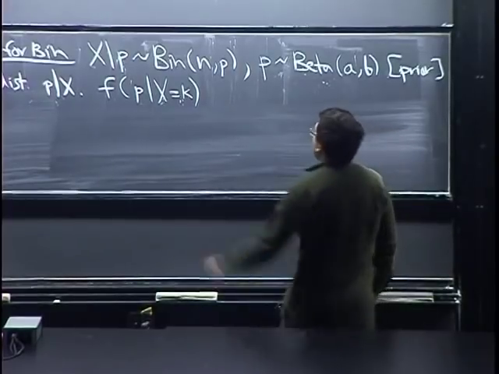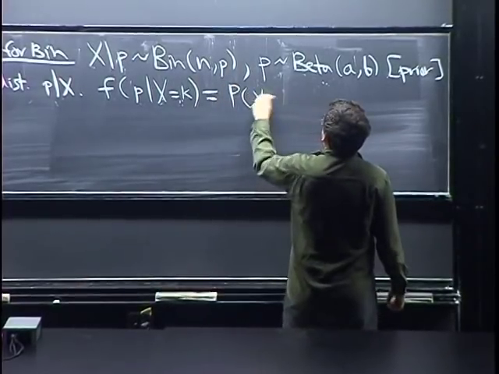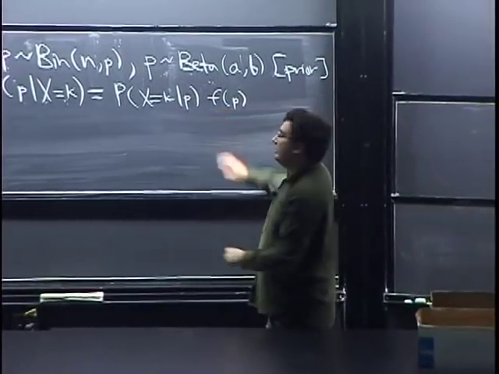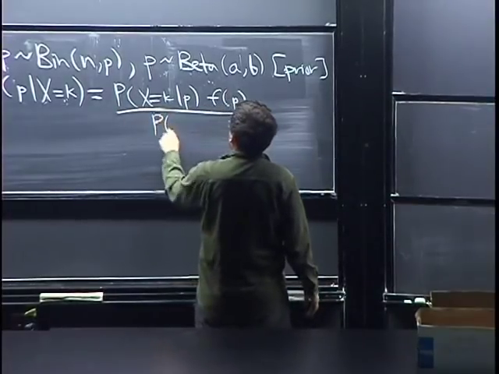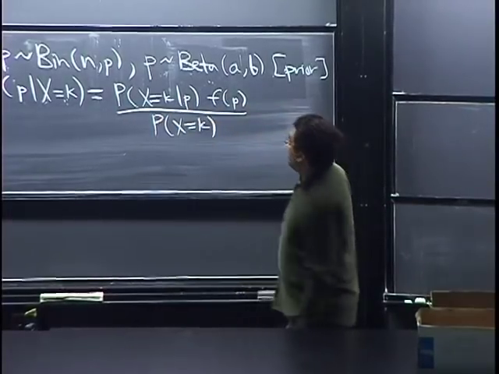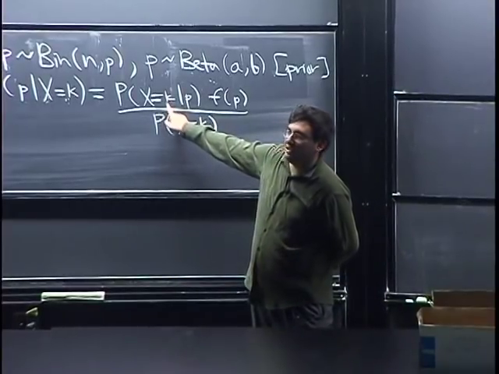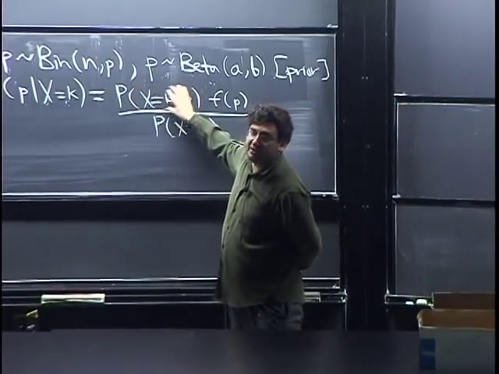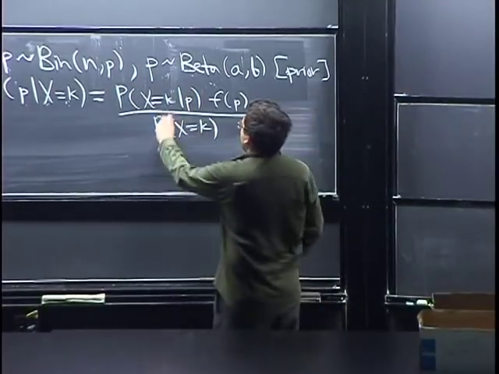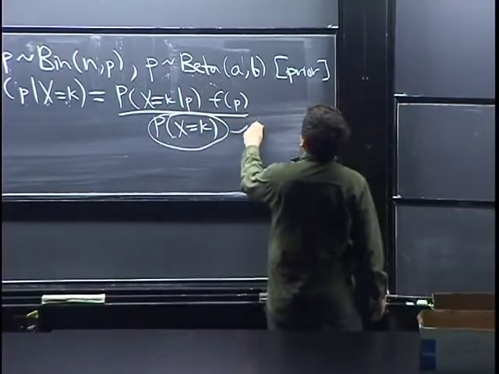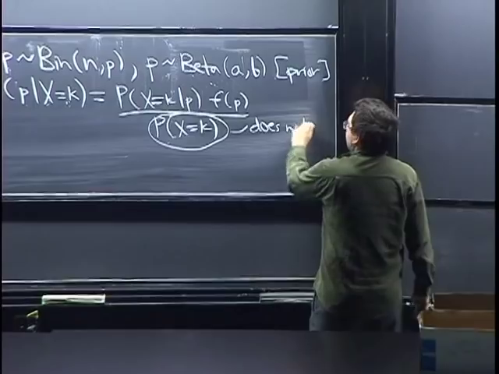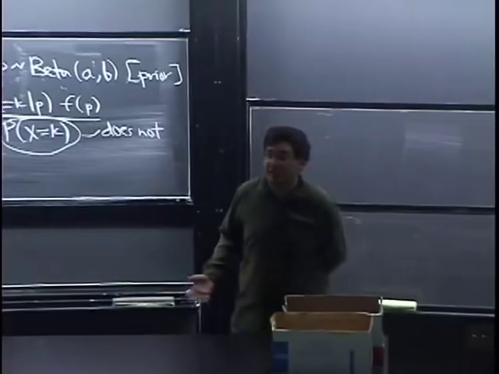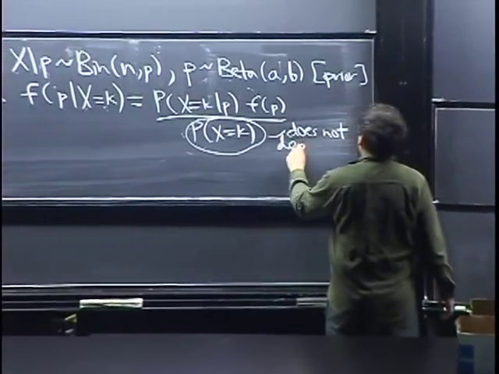So by Bayes' rule, that's the probability that X equals k given P, times f of P, that's the prior, divided by the probability that X equals k. There's a key distinction between the numerator and the denominator. Obviously, you can't cancel these out. The numerator is a function of P, treating P as unknown. The denominator is saying integrate over all P, so it does not depend on P. It's just a constant with respect to P. It'll depend on k, but it won't depend on P because we've integrated out the P.